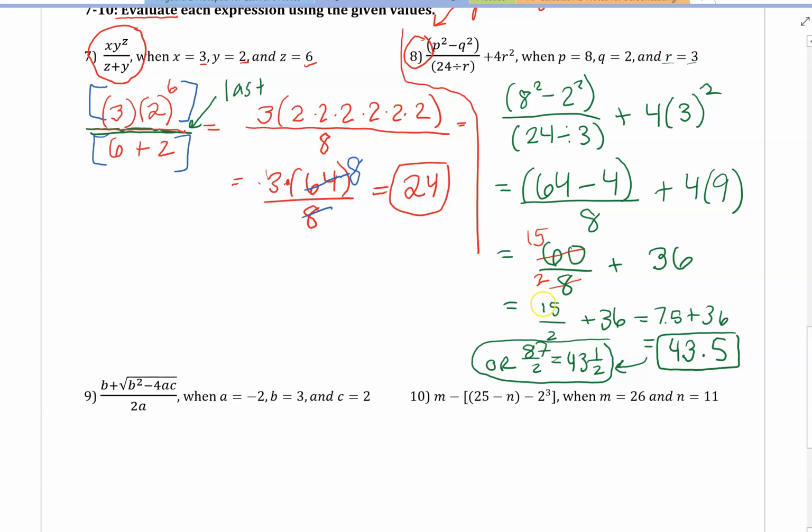But then since I had to add that to a whole number, I decided to change 15 over 2 into a decimal, 7.5. And then I added that to 36 to get 43.5. The other option is to keep it as a fraction and change the 36 into 72 over 2. And then add that to the numerator. So 15 plus 72 would give me 87 all over 2. So you could also think about it as 87 halves or 43 and 1/2.